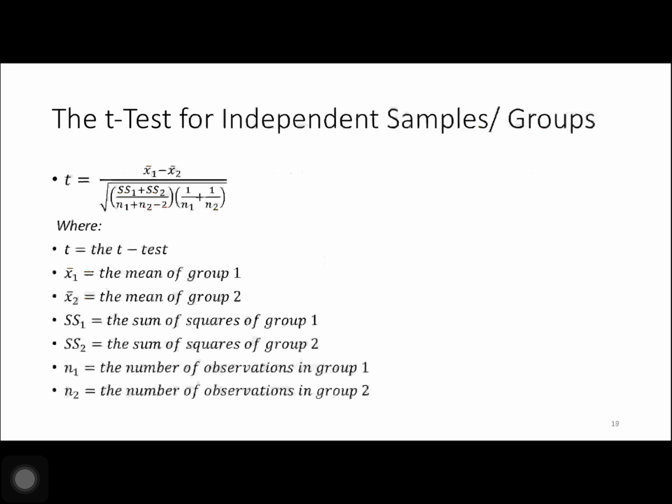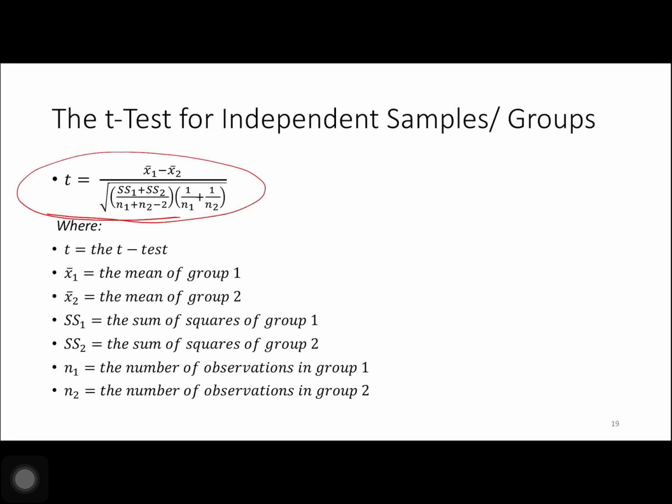Okay, so t-test for independent samples or groups. This is the formula that we are going to use. T is equal to x bar 1 minus x bar 2 over the square root of the sum of squares 1 plus sum of squares 2 over n1 plus n2 minus 2 times 1 over n1 plus 1 over n2.